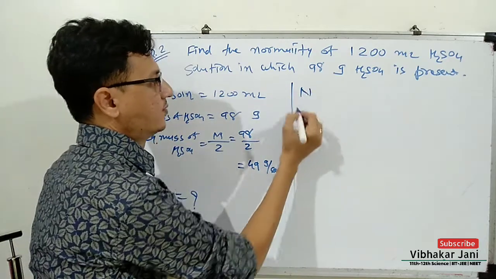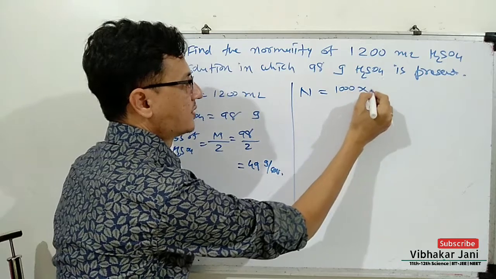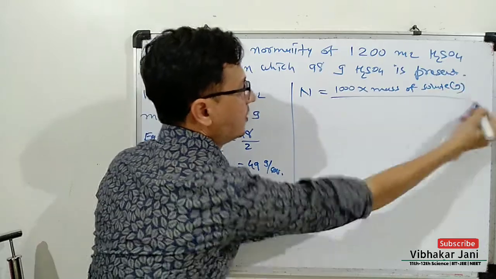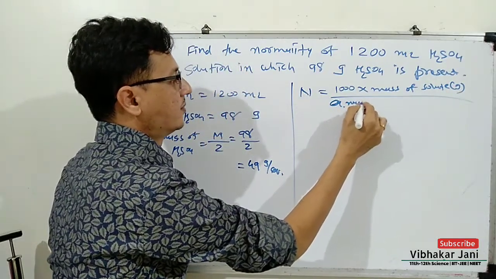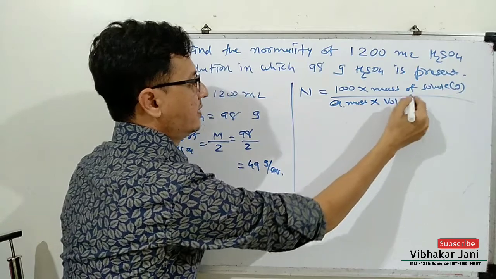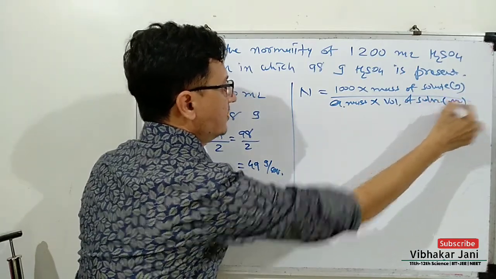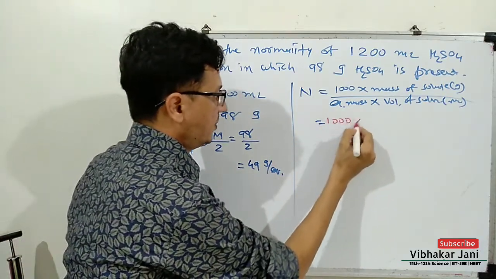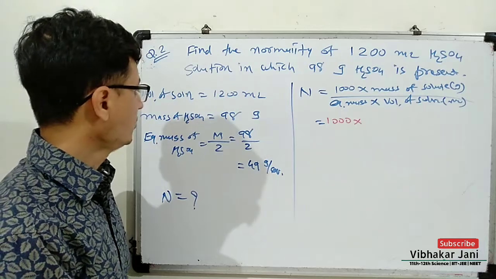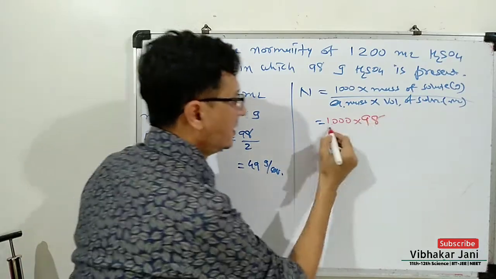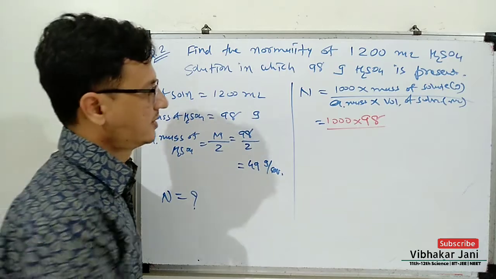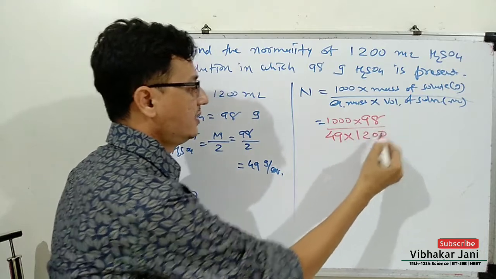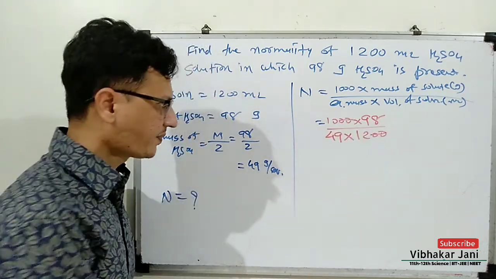Okay, now this is the formula. Normality is equal to 1000 multiplied by mass of solute in gram upon equivalent mass multiplied by volume of solution in milliliter. Now let us put the values. 1000 as it is multiplied by mass of solute, that is 98, divided by equivalent mass, which is 49, multiplied by volume of solution, that is 1200. So these zeros will be cancelled.